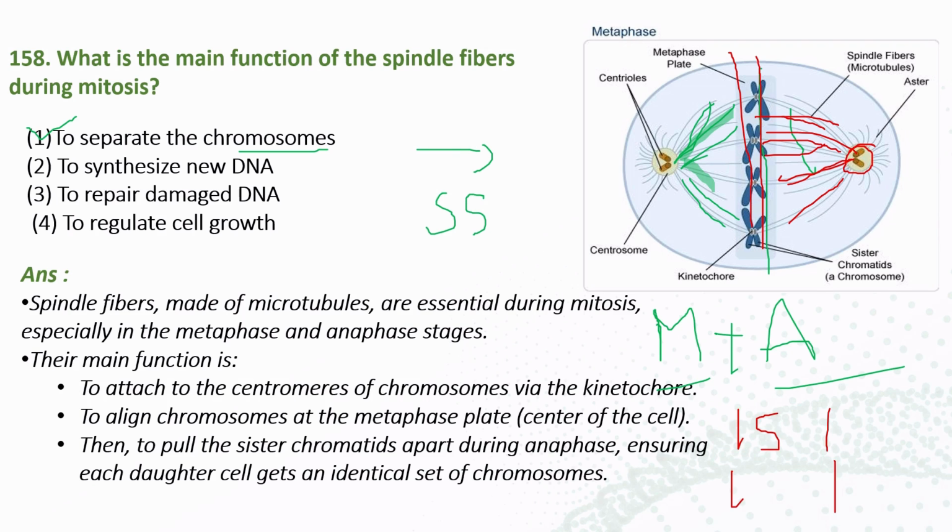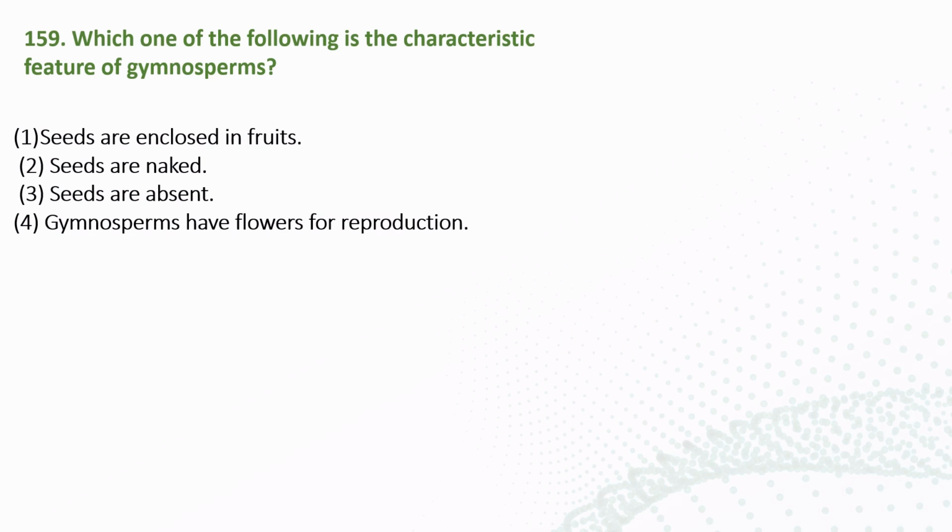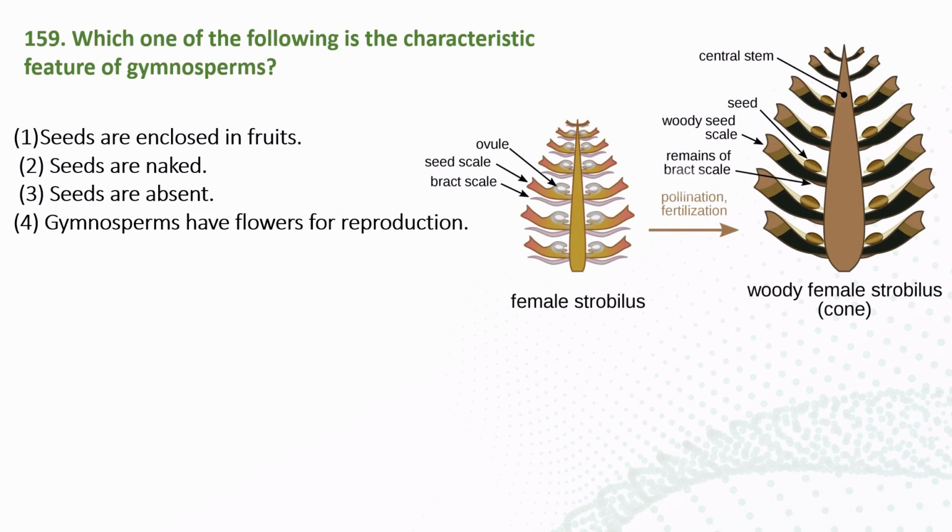Okay, we know that sister chromatids are the ones on one side, and those on the other side are known as non-sister chromatids, right? So this is the function of spindle fibers. We'll move on to the next question. Which one of the following is the characteristic feature of gymnosperm? Here in these options you have to say which is the main characteristic feature.